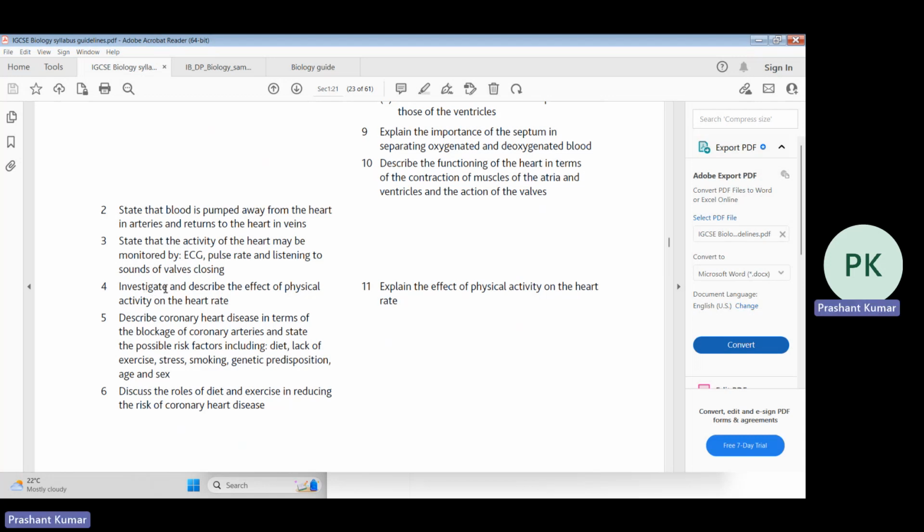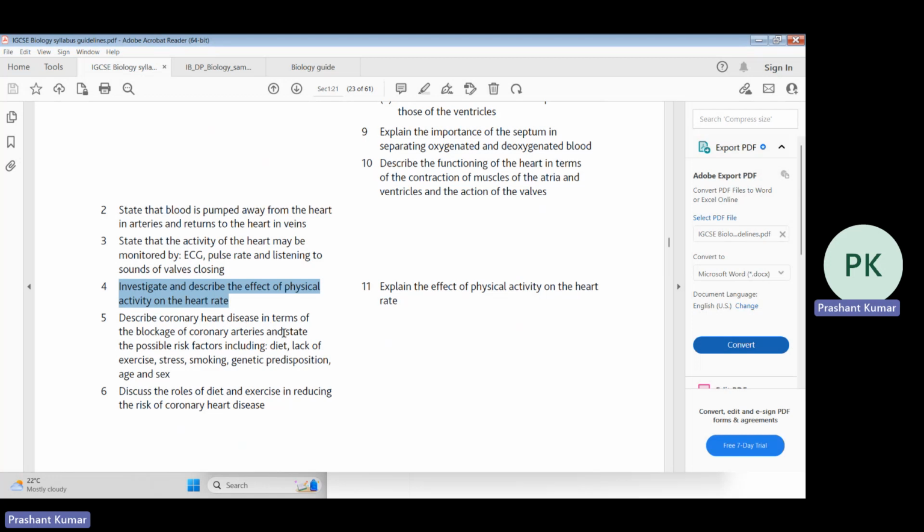Then we have an investigation question here, the investigate and describe part of the topic. Wherever we have an investigate and describe part, I have made a separate video for that, where we discuss only the investigation questions from each topic, which will help you prepare for the alternative practical and practical exams, paper 5 and paper 6. So you will see this again in the next section.